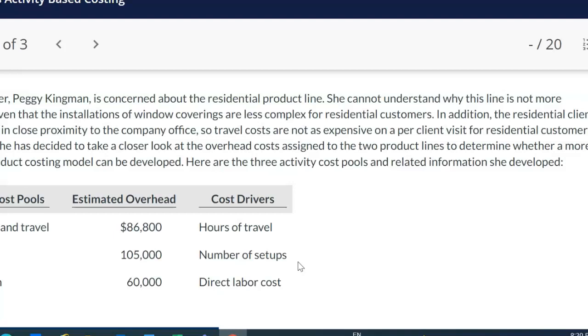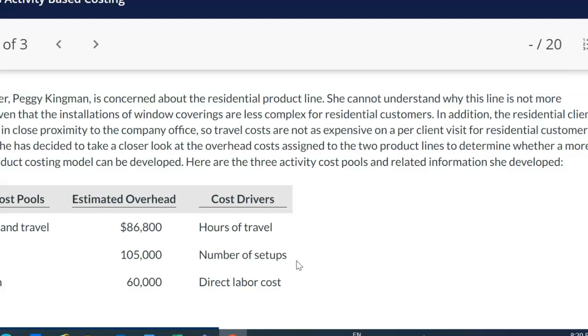Okay, the controller is concerned about the residential product line. She cannot understand why that line is not more profitable, given the installations of windows to complex residential customers. In addition, the residential client base resides in close proximity to the company's office, so travel costs are not that expensive per client visit. Travel costs would be indirect. As a result, we've decided to take a closer look.